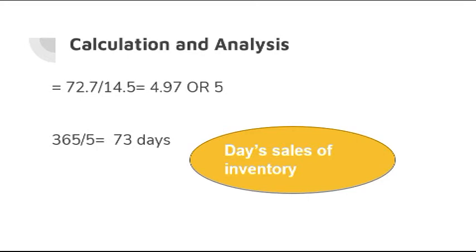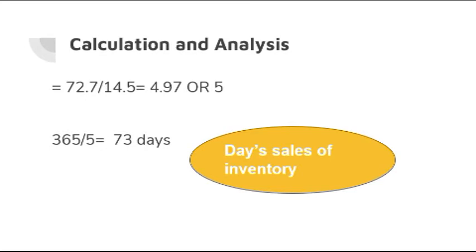Now, after the calculation, it turns out to be 5 times. So, like in a year, it will take 5 times for the company to convert the inventory into cash. To make it more relatable, we can calculate days sales of inventory. It is equal to total number of days in a year divided by the inventory turnover ratio, which is 73 days.